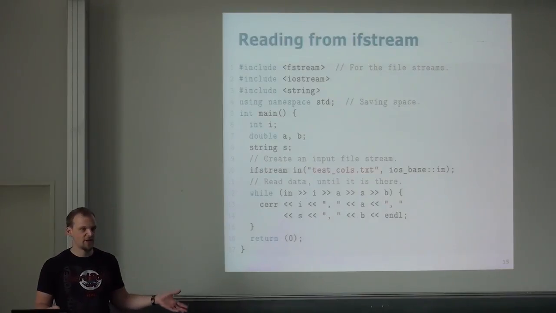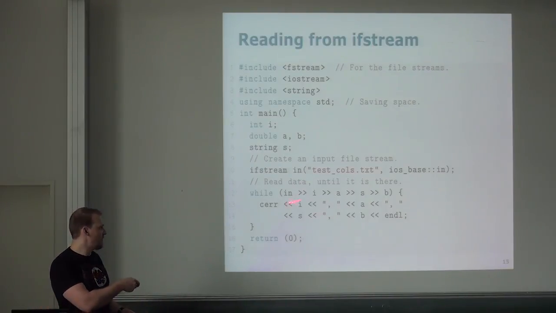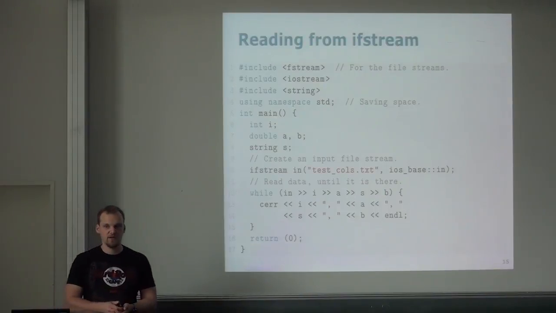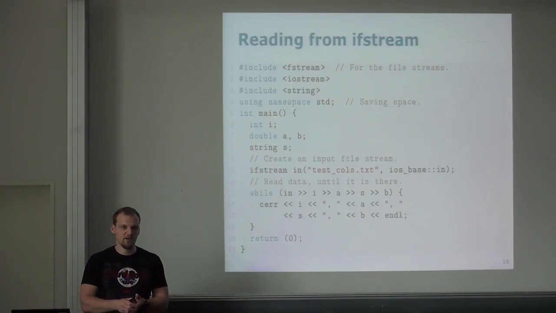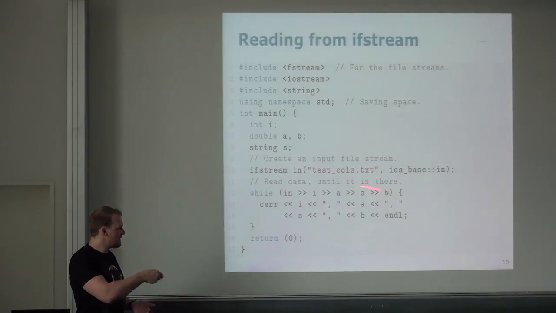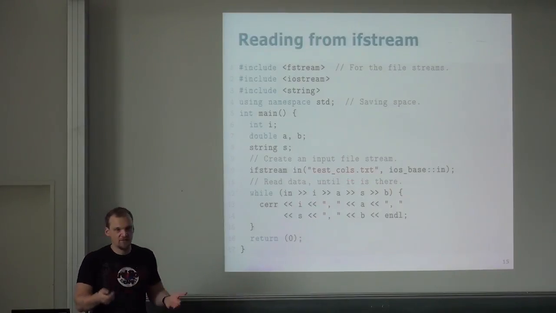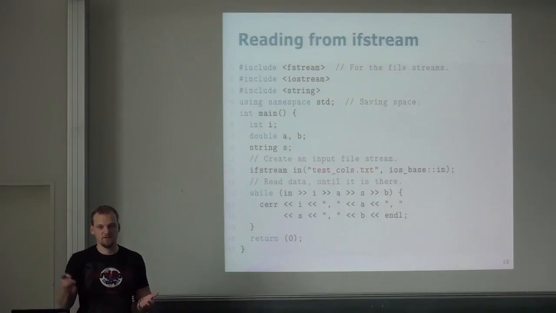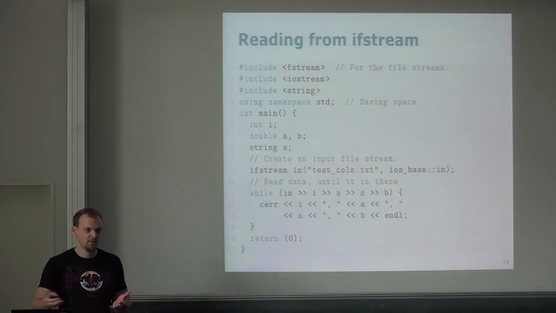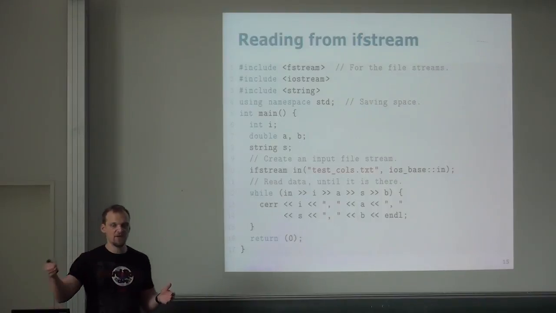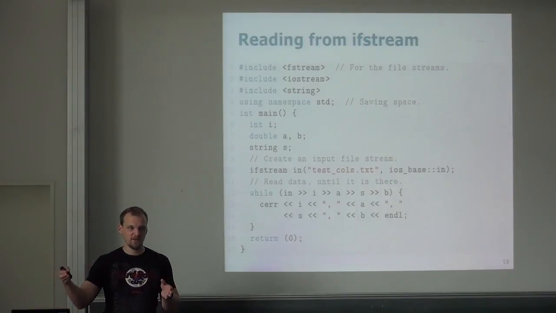So there is really no magic here. Just remember that this operator returns kind of a Boolean telling whether it succeeded or not. And you can chain them, as you can see here. You don't have to. You can use it once, you can use it twice. It depends on how many variables you read. And every time you read another variable, it skips all the white space until it finds the next value.